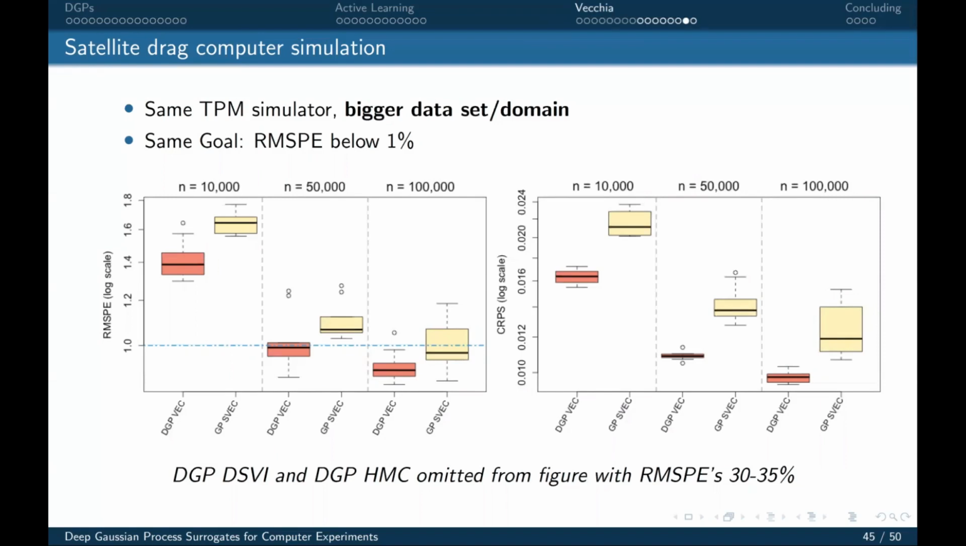Same thing with UQ. The UQ is again more impressive. You get a much better view of uncertainty with the deep Gaussian process when you take variances into account. I didn't even put the variational methods on this slide because they were awful. They had numbers upwards of 30% for RMSE. So this is way up there. We didn't put it on the slide.